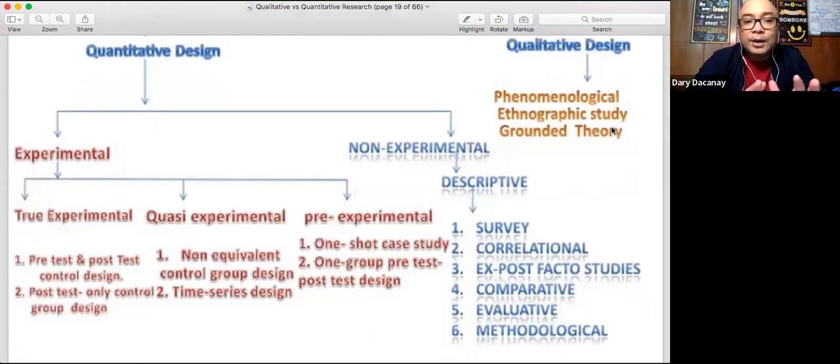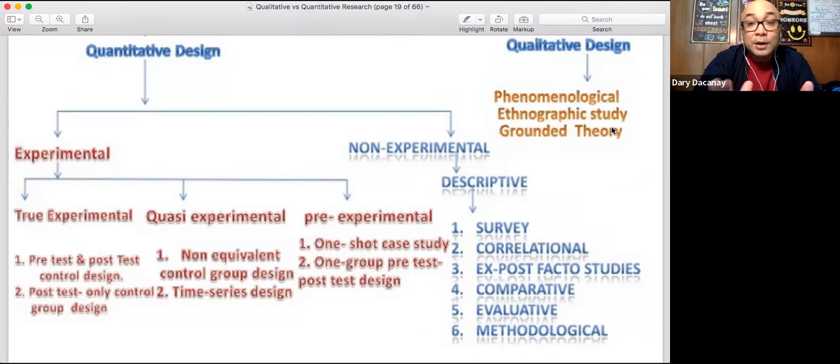When you say experimental, it could be true experimental, quasi-experimental, or pre-experimental. In a true experimental design, you conduct a pre-test and post-test and you control the design, and you have the post-test only control group design. But normally, you do the quasi-experimental: the non-equivalent control group design and the time series design. And for the pre-experimental, you have the one-shot case study and the one group pre-test, post-test design.